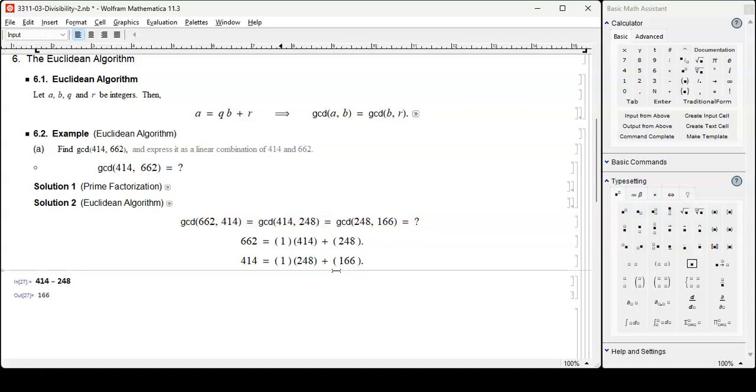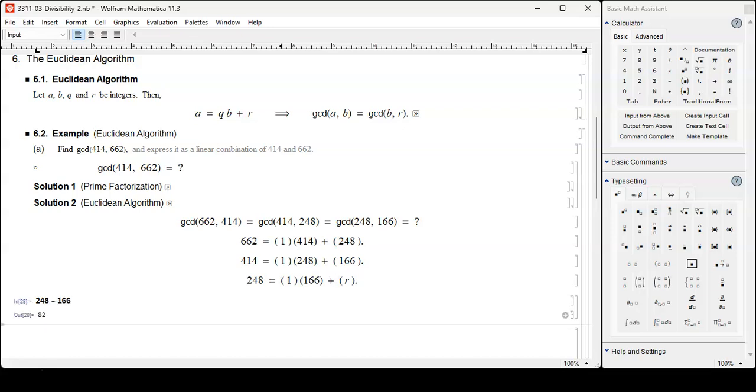So let's have another division. 248 divided by 166. What is the quotient? And then what is the remainder? Multiply by 2 and we get 320 something. It's still too big, so the quotient is still 1. And the remainder will be 248 minus 166, which is 82.